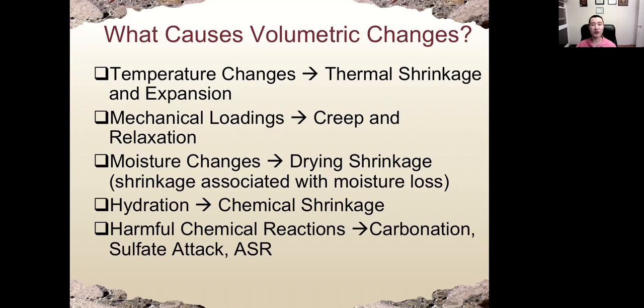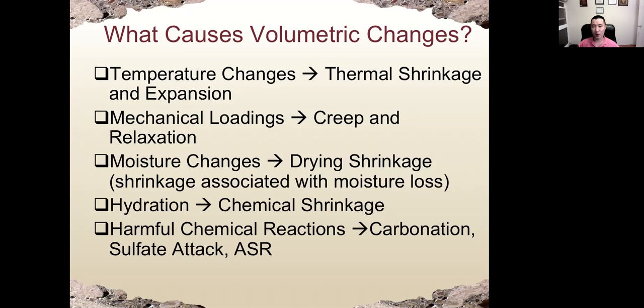Or moisture change. We talked about dry shrinkage before. Dry shrinkage is shrinkage because we have moisture loss, either moisture loss to the environment or moisture loss due to hydration. In that case, we call that self-desiccation. Hydration of cement will also cause another type of shrinkage called chemical shrinkage.